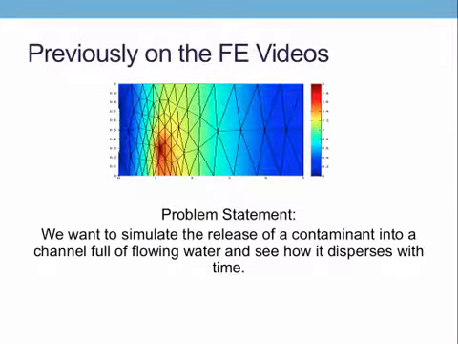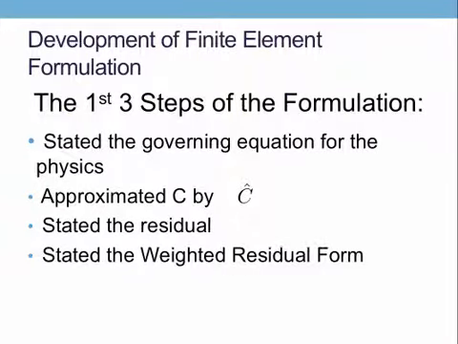Previously on the finite element videos, we stated the problem that we'll be using for our two-dimensional development. We will use the same problem for both the triangles and the quadrilaterals. The problem is basically that we are releasing a contaminant within a channel flow, and we want to see how it disperses over time. So in the previous video, we had the first three steps of the formulation.